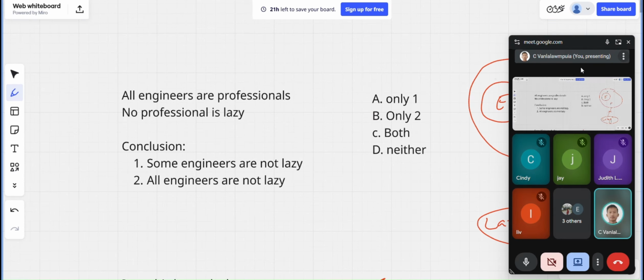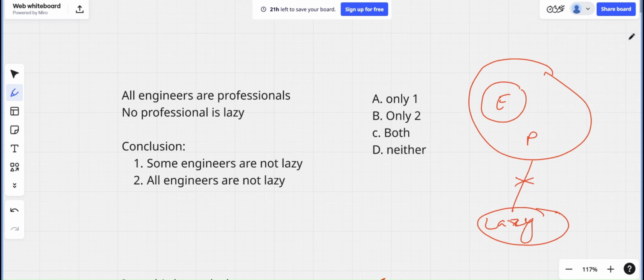Some engineers are not lazy. It can't be, because they have no link. Engineer and lazy don't have anything in common, so this can't be it. All engineers are not lazy. See, this is true because no one is lazy here. There's no link, that means everyone is not lazy. So this is true. Very good.